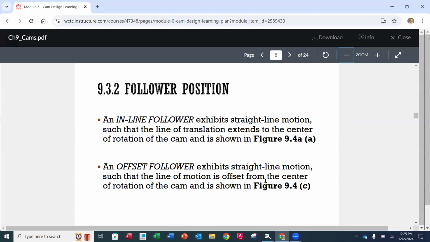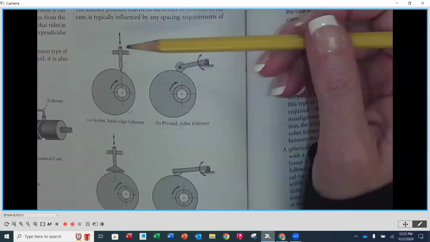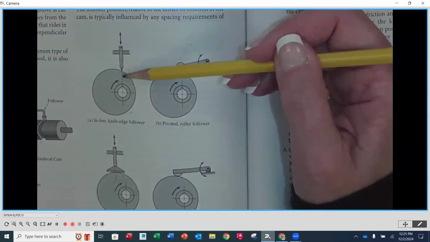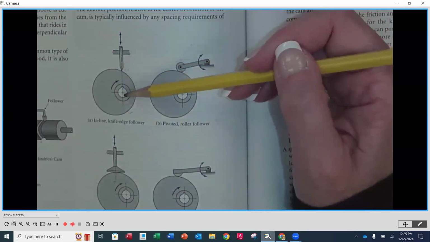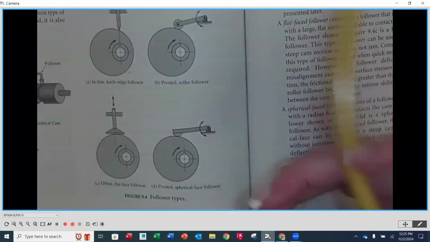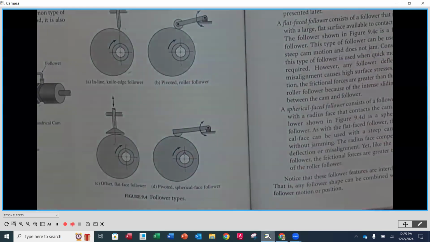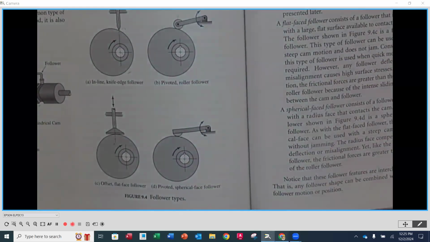Now, we already talked about the follower position. It is either going to be inline or offset for the reasons that we saw earlier. So again, just reviewing that, inline is where the translating motion here is going to be in line. If we extend it, it's going to go through the center of rotation of the cam. If we extend it here, it's going to be offset from the rotation of the cam. All right.